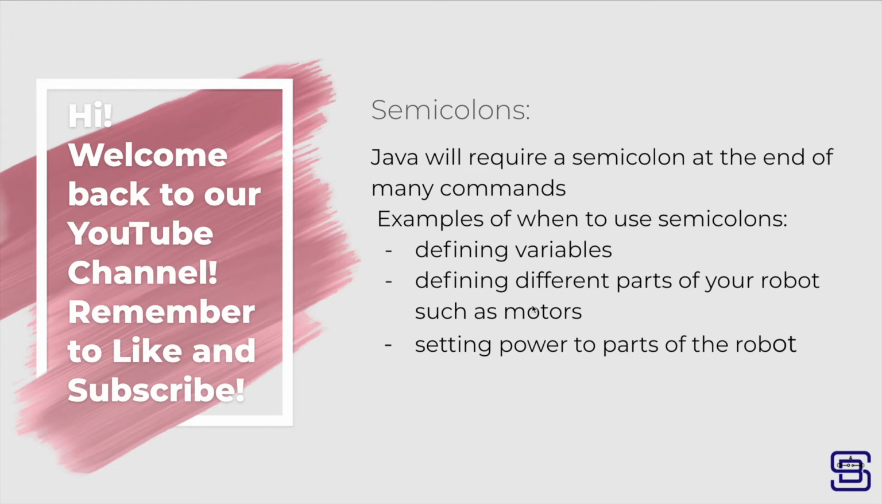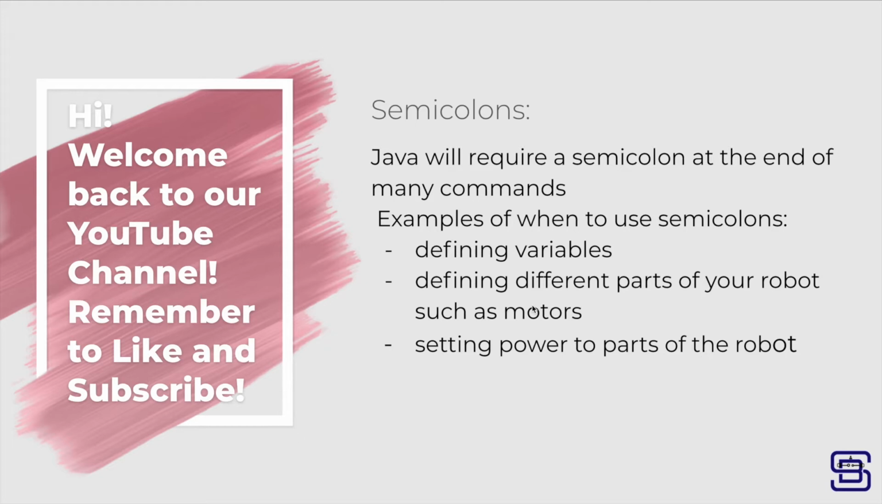Java will require a semicolon at the end of many commands. A few examples include defining variables, defining different parts of your robot such as motors, and setting power to parts of the robot. Make sure that they have a semicolon at the end of each command. However, there are a few exceptions. Defining a function and conditions do not have a semicolon at the end.